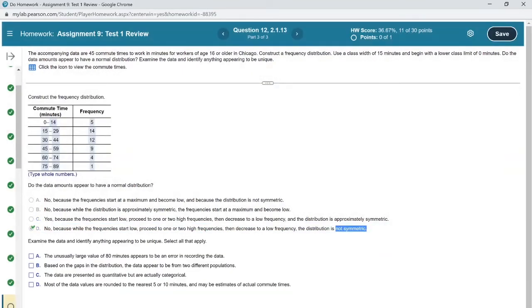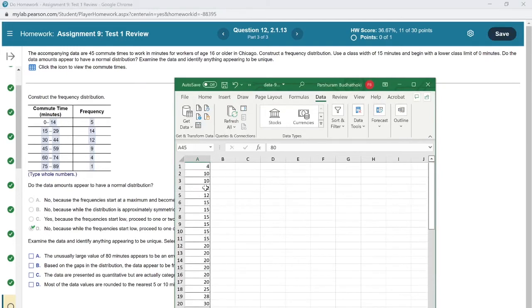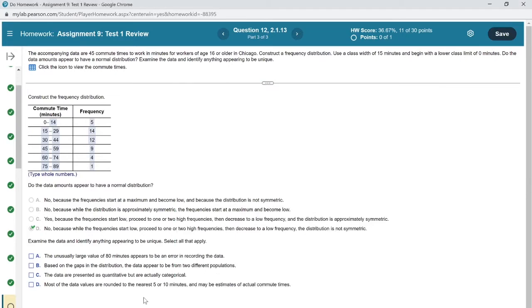Examine the data and identify anything that appears to be unique. Select all that apply. As you can see here, this is the data, and most of the data are rounded to either 10 or 15 or 20 or 30, 45. It's a multiple of 5. They are just giving approximate data. The unusually large value of 80 minutes appearing to be an error in recording the data, we cannot say that. Based on the gaps, there is no gap. The data are presented as quantitative but are actually categorical? No, that's not right. Most of the data values are rounded to the nearest 5 or 10. That looks right.